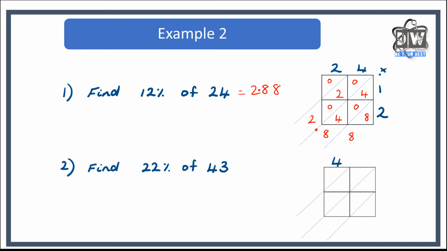So I've got 43 timesing by, what is 22% as a decimal? It's 0.22. So we're going to times it by 0.22 there. And then we're going to work it through, aren't we? 2 times 3 is 6. 2 times 4 is 8. 2 times 3 is 6. 2 times 4 is 8.